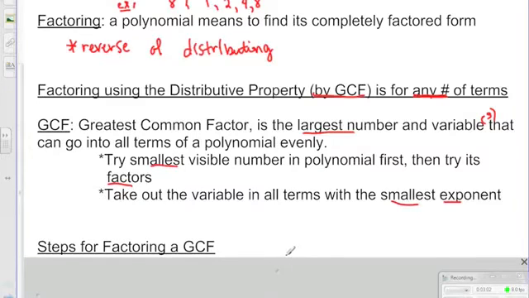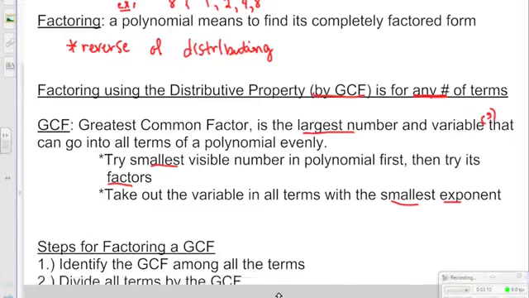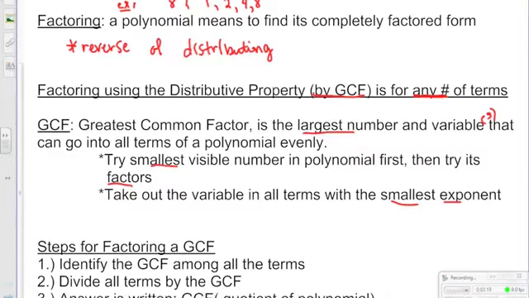Now lastly, our steps for GCF. Step 1, identify the GCF among all the terms. So look at all the terms in the polynomial and find its GCF. Step 2, divide all the terms by the GCF. And lastly, your answer is written like this right here. You have your GCF on the outside of your parentheses. Then inside you have the quotient of the polynomial, because up here in step 2 where we divide, quotient just means it's the answer to the division.